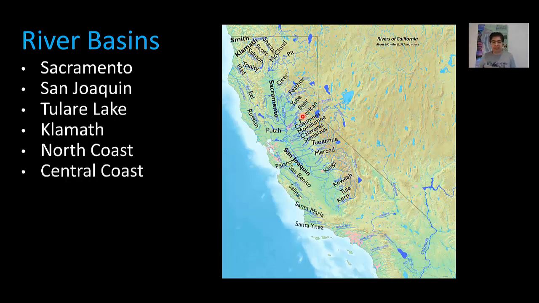Then we have all the Sans and Santas, so all the rivers related with saints. San Benito, Salinas, Santa Maria, Santa Inés, Pájaro.